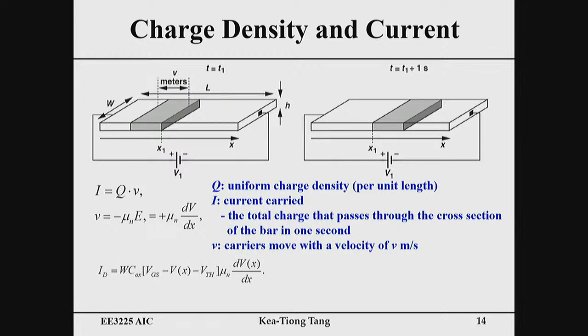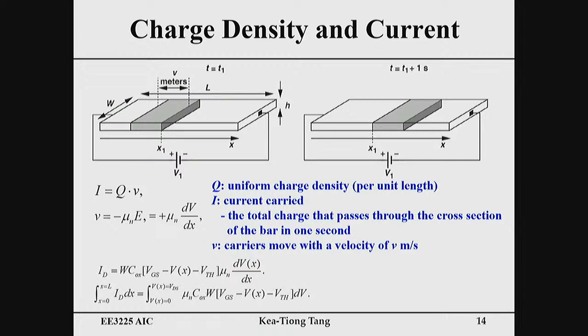So I, which is the ID, is Q times V. What is Q? Q is W C oxide times this, okay? What is V? V is mobility times the derivative of the potential. If I move dx to here, actually we can do the integral of both sides, okay?